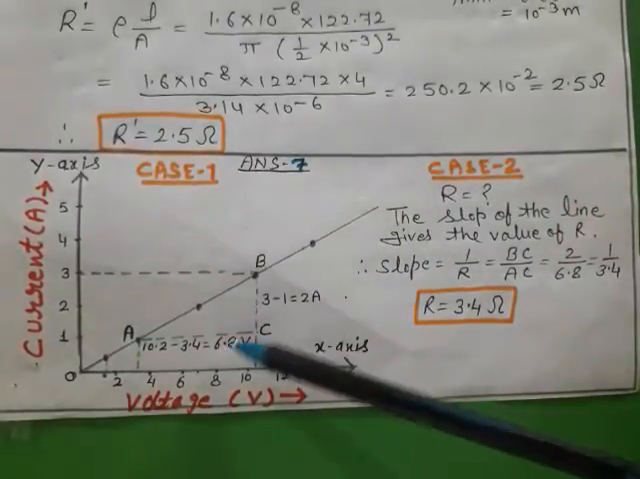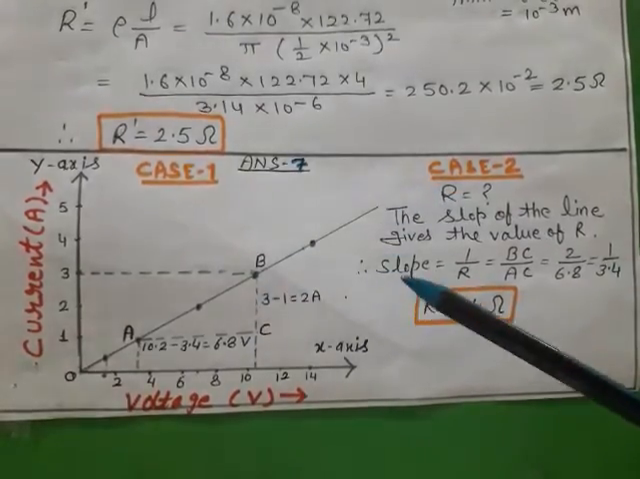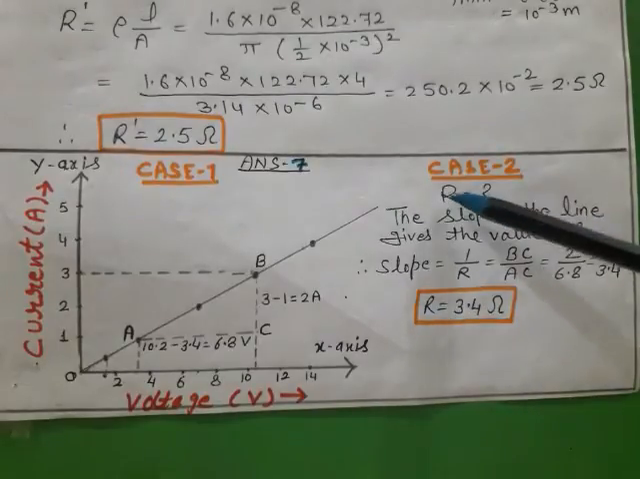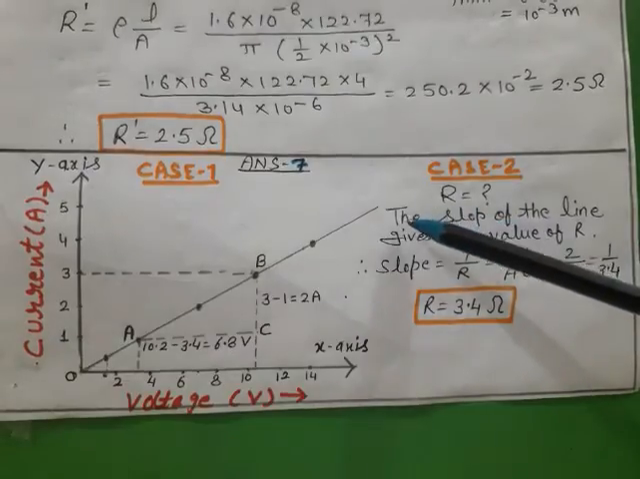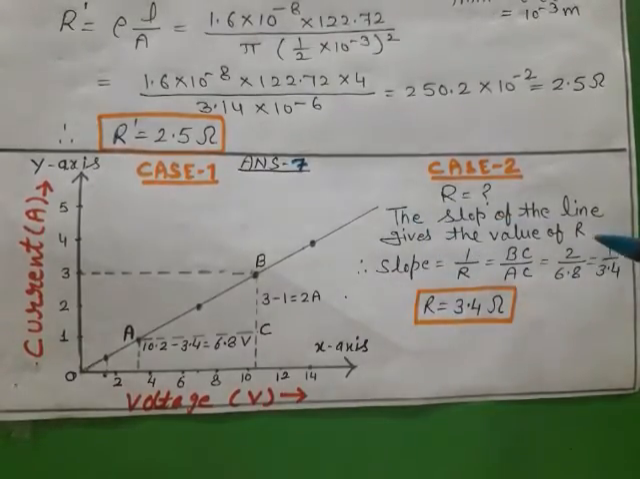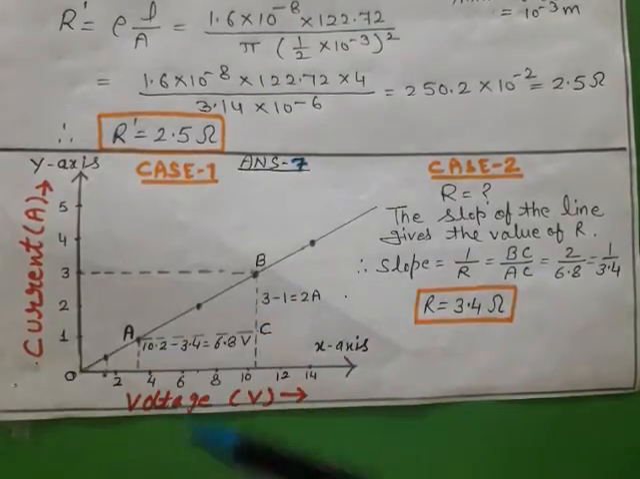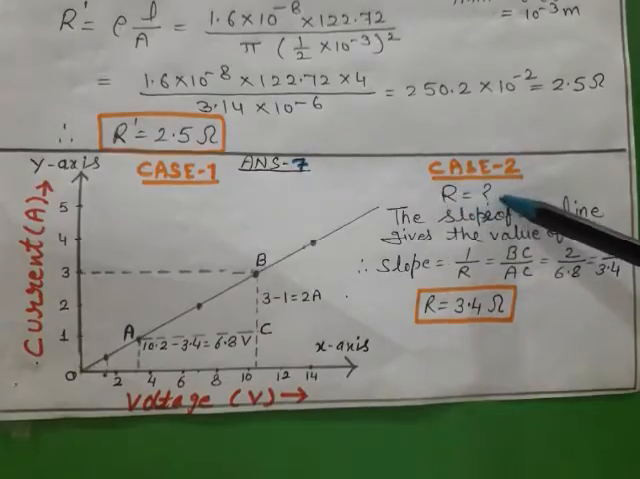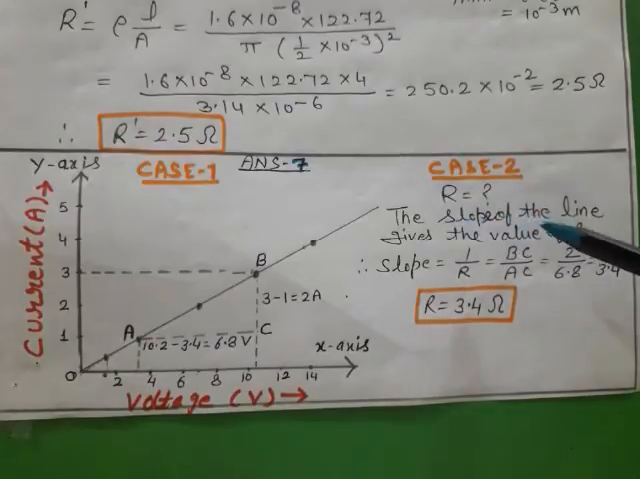Now we are moving towards the second part. Case 2: in this part we have to find out the resistance of the resistor. So to find the resistance, we have to find out the slope. The slope of the line gives the value of R. So now, my dear students, to find the value of resistance of the resistor, we have to find out the slope, because the slope of the line gives the value of resistance.